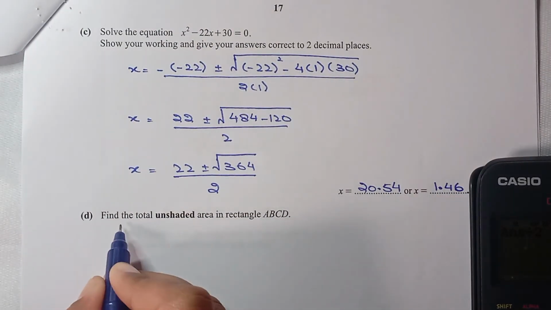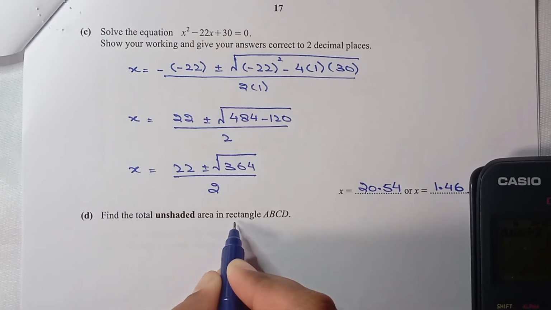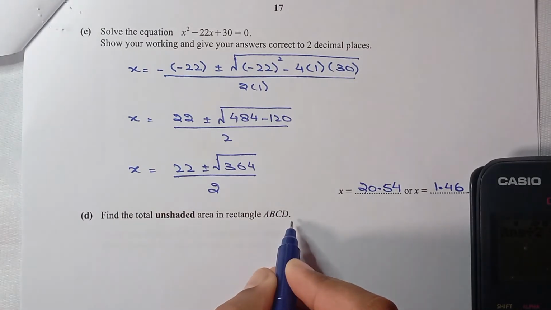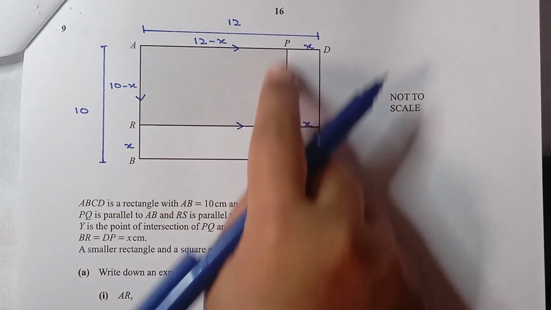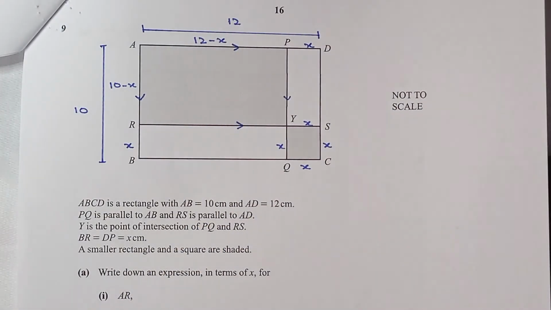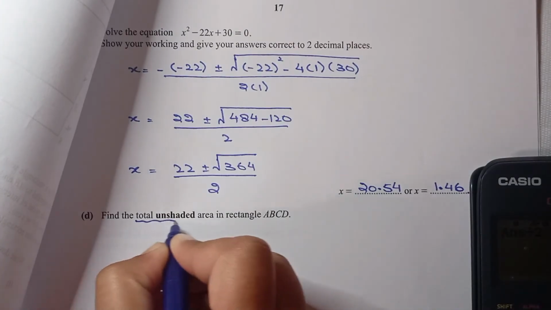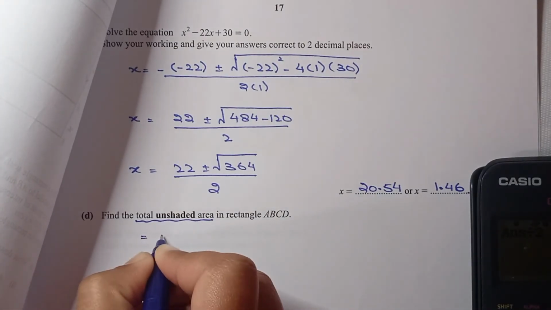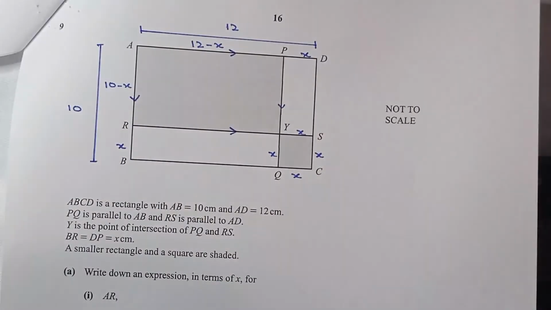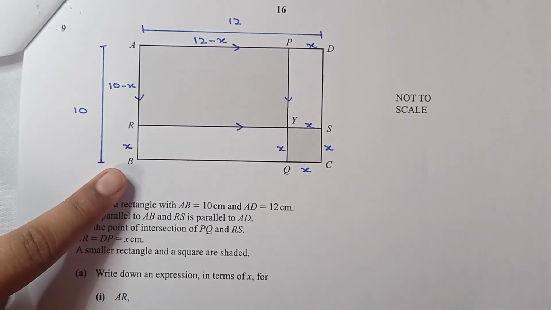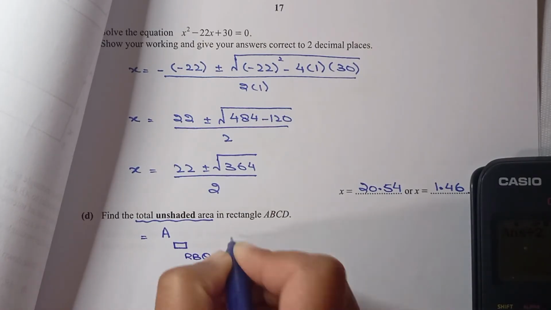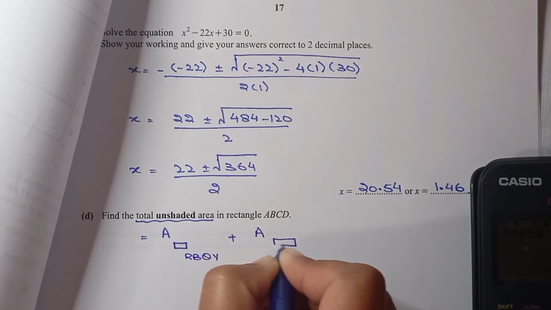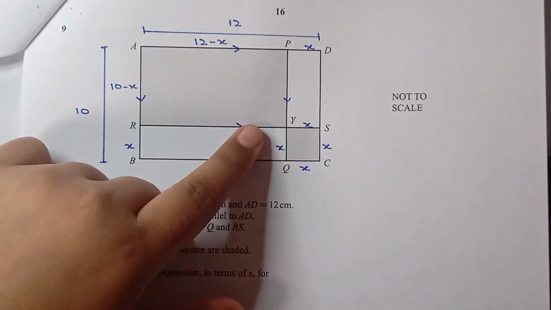Now for the D part, find the total unshaded area in the rectangle ABCD. You can see the unshaded region is this rectangle and this rectangle. So we have two rectangles that are unshaded, right? So we can say the total unshaded area is the area of rectangle RBQY plus the area of rectangle PDSY.